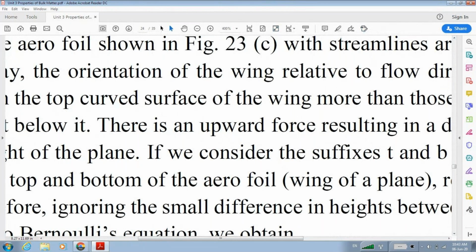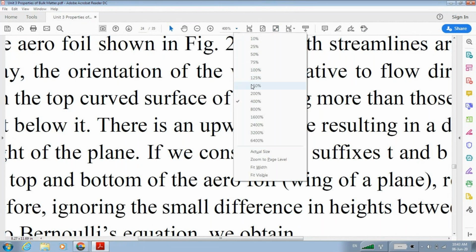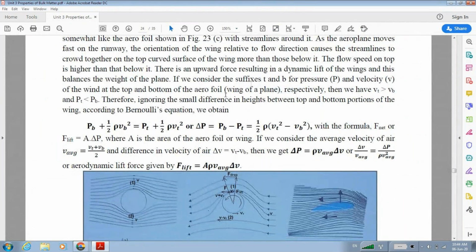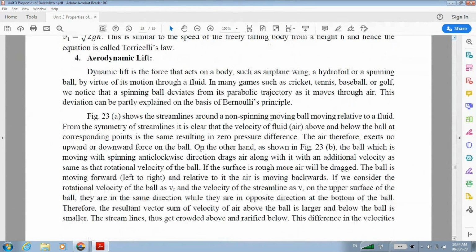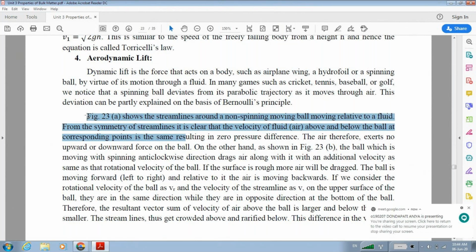So here if you see, read the whole thing here. As shown in figure 23, it shows the streamlines around a non-spinning ball moving relative to the fluid. From the symmetry of streamlines, it is clear that the velocity of the fluid above and below the ball at corresponding points results in zero pressure difference. So there is no pressure difference when the ball is not spinning, and the air therefore exerts no upward or downward force on the ball.